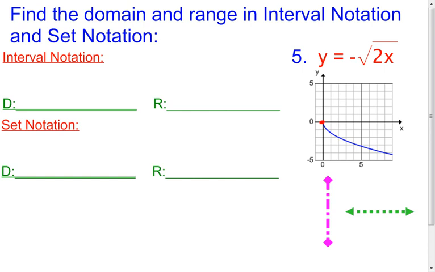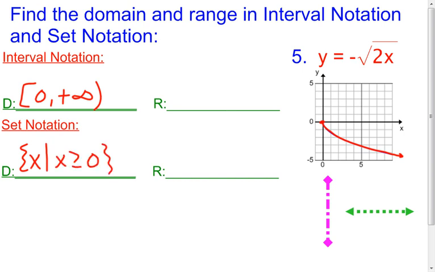Okay. Your domain will be all, as you move to the right, all of these x values are greater than or equal to 0. So your domain will go from 0 up to positive infinity in interval notation. In set notation, it'll go x such that x is greater than or equal to 0.